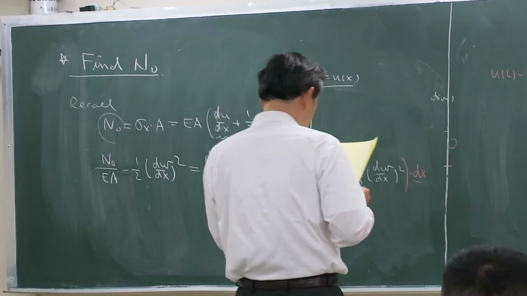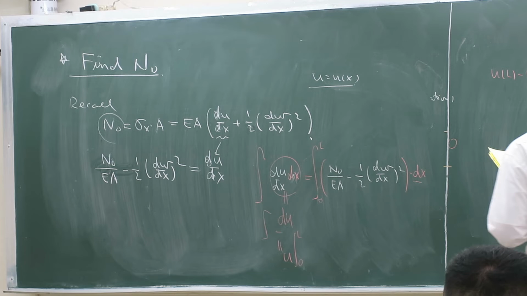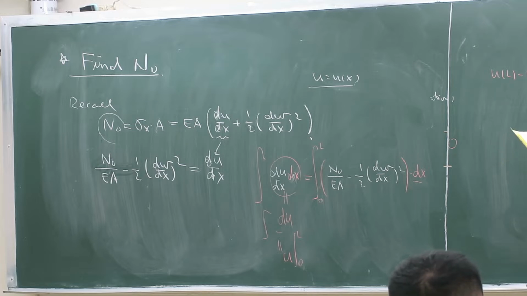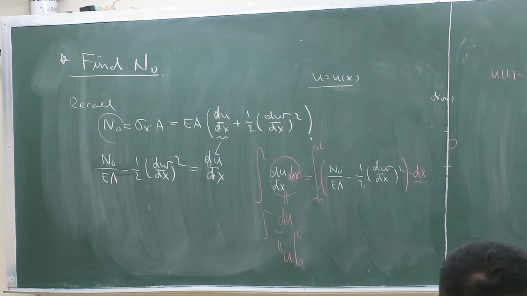Yeah, okay. So N L E A, integral from 0 to L of dx, minus integral from 0 to L of half dw dx squared dx, and this will be N0 and this will be L over EA, right?